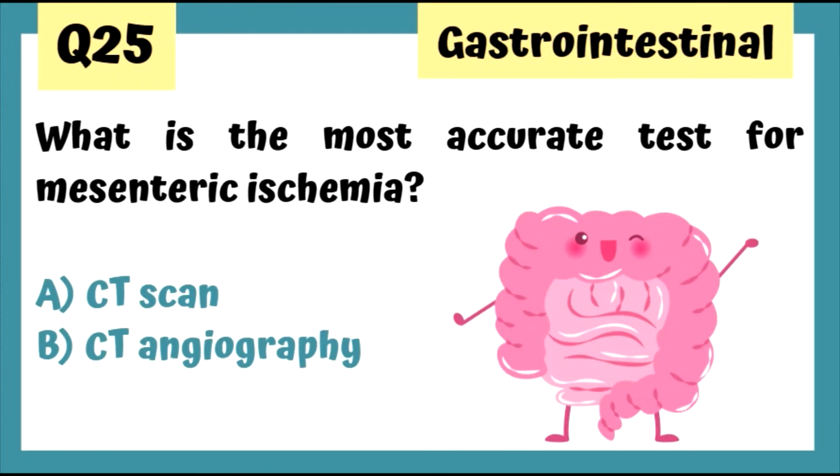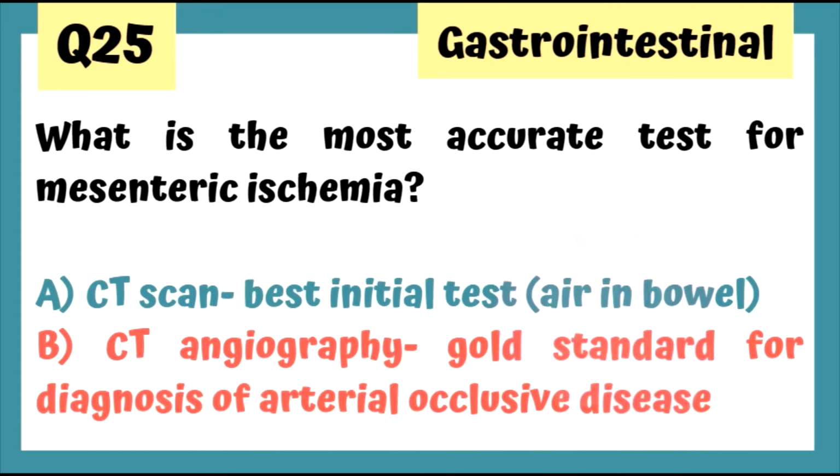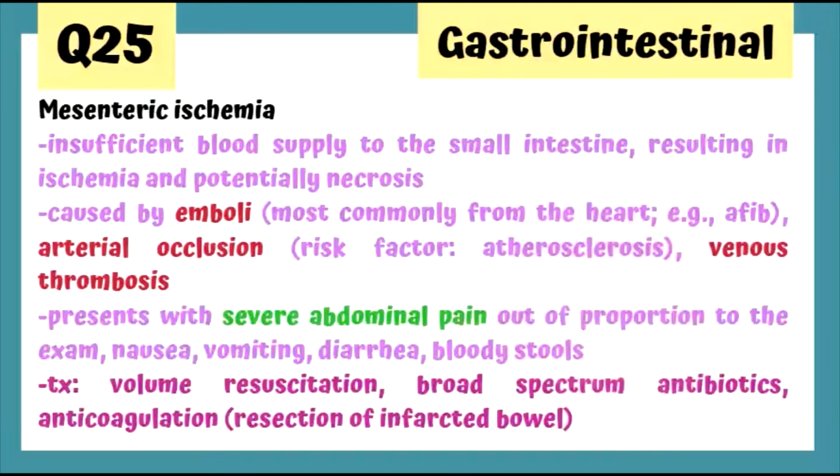Question 25, what is the most accurate test for mesenteric ischemia? Of course, CT angiography. That's the gold standard for arterial occlusive disease, which is what's going on in mesenteric ischemia. Maybe a CAT scan would be the best initial test, where there's air in the bowel. All right, here's a little bit about mesenteric ischemia, and I just want to mention one thing, which is that there's severe abdominal pain.